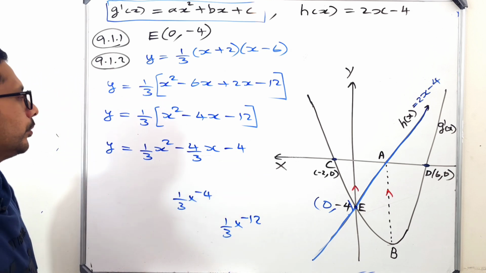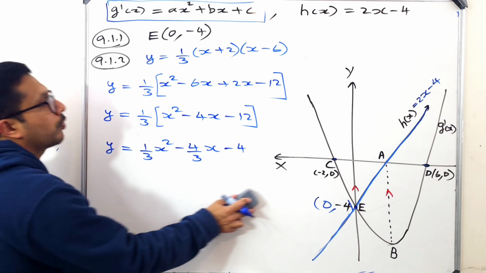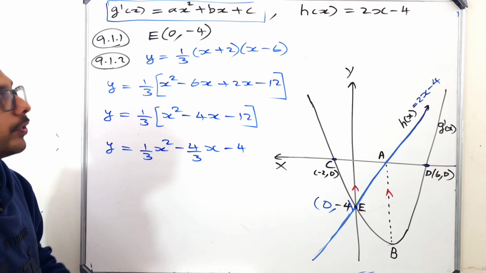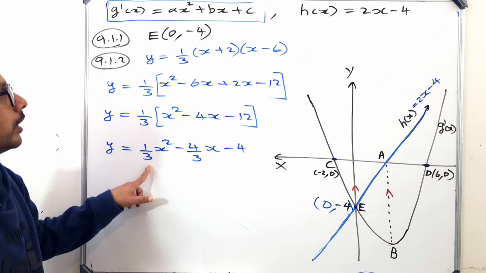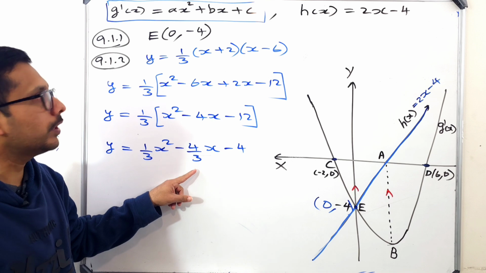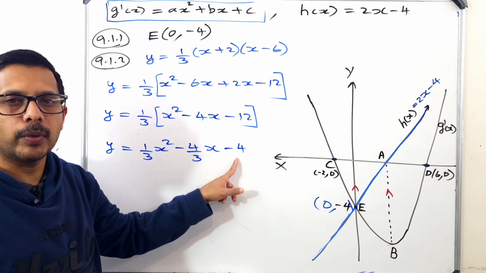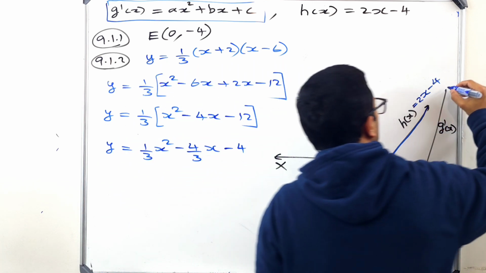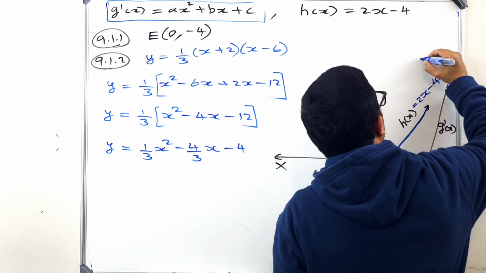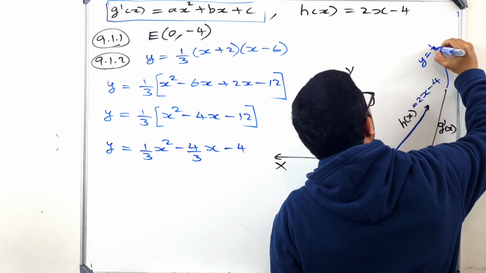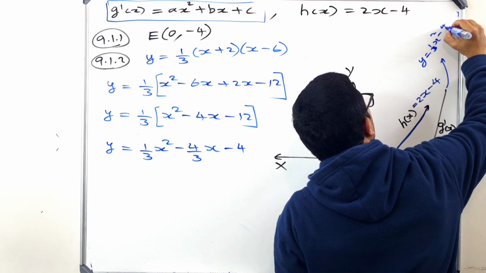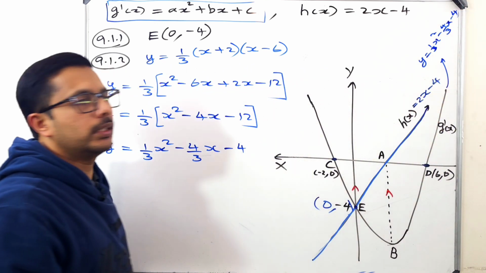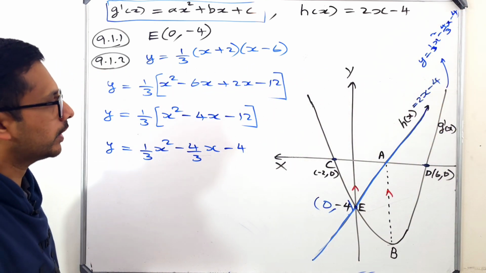So this is the equation of g of x in that format. Which format? ax square plus bx plus c. So what is the value of a here? It is 1 over 3. What is the value of b? Minus 4 over 3. What is the value of c? It is minus 4. Okay. So the equation of this graph is y is equal to 1 over 3 x square minus 4 over 3 x minus 4. That is the equation of that parabola. Okay, so don't forget that.